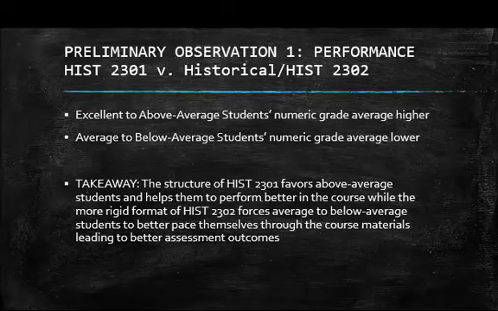The average numeric grade for students who historically fall in the below average to average range is lower than for past offerings of this course. This group of students is waiting until the last minute to complete assignments, and their testing grades are lower as well. It would seem that the structure of History 2301 favors above average to excellent students and helps them to perform better in the course, while the more rigid participation format of History 2302 forces average to below average students to better pace themselves through the course materials to meet due dates, resulting in higher testing grades for this group.